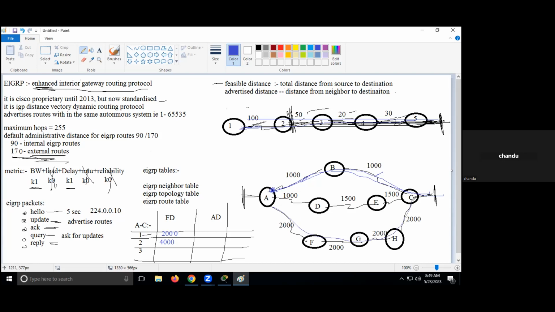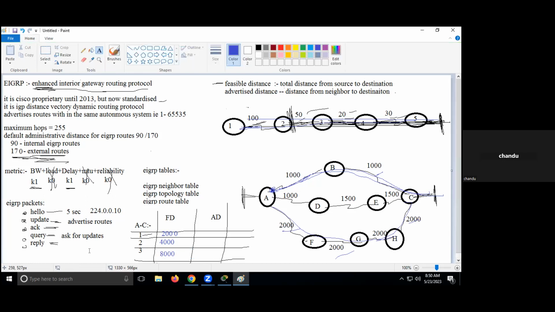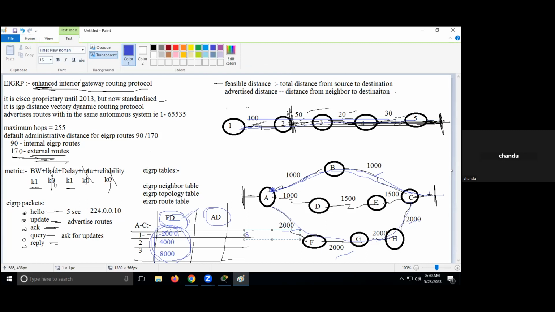What about the third path? 2000, 2000, 2000, 2000, four 2000s, that is 8000. EIGRP will always calculate this FD value and AD value. When EIGRP is maintaining multiple paths, the path which has the least FD value is called the successor route, and the successor is the best path to reach the destination. So here, the first one is the successor.